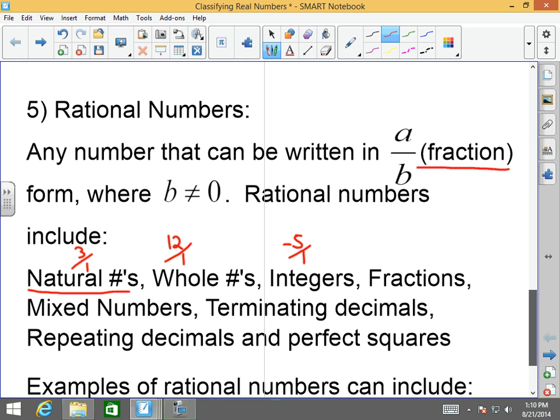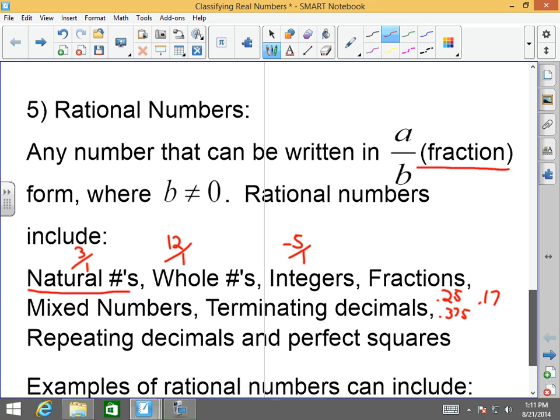Terminating decimals. Terminating decimals are decimals that have a final end. For example, 0.25 or 0.375 or 0.17. If the decimal number ends, it stops, then that is called a terminating decimal.